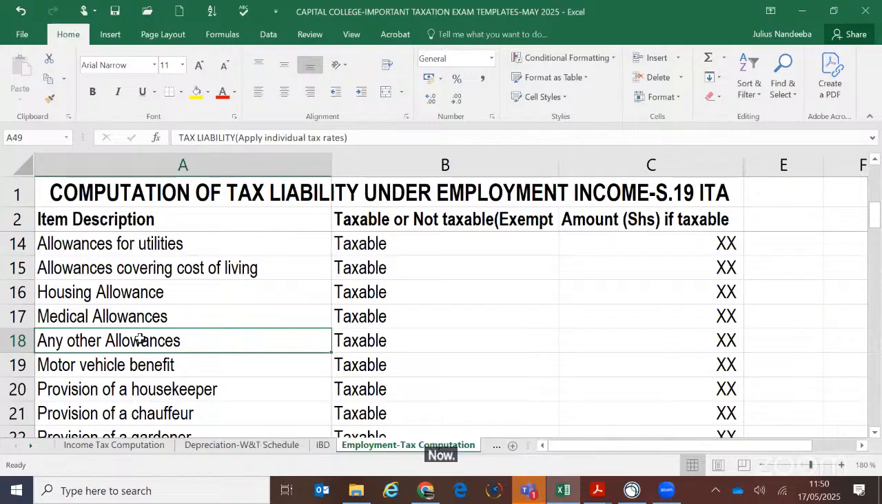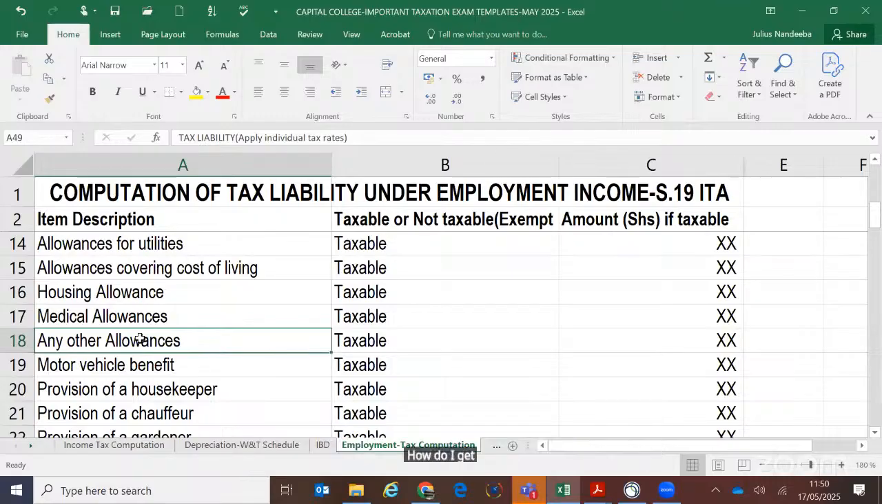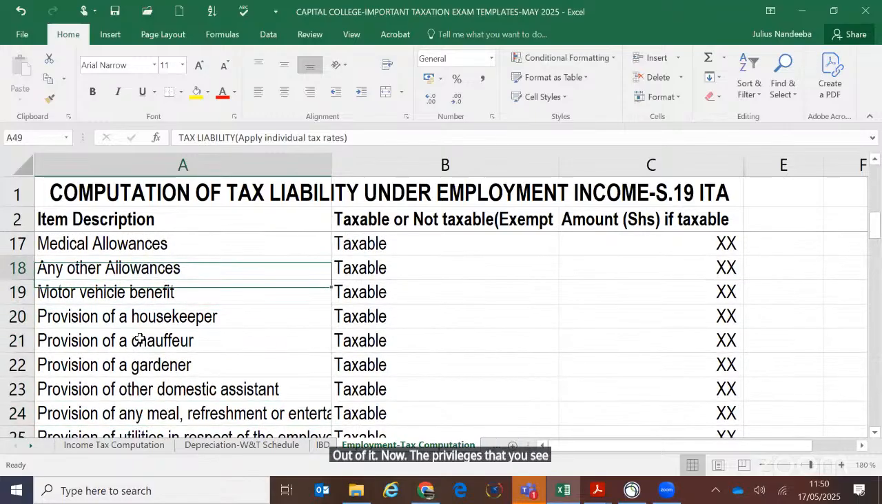Now, the things that we have seen are allowances or things that are payable in cash. Are they the only things that are taxable on the employee? No. We also have things that we call payments in kind. Payments in kind means that they give you certain privileges. They give you certain items, but those items result in taxable benefits. So you must know, if they have given me a certain privilege, how do I calculate the taxable benefit out of it? Now, the privileges are listed here.